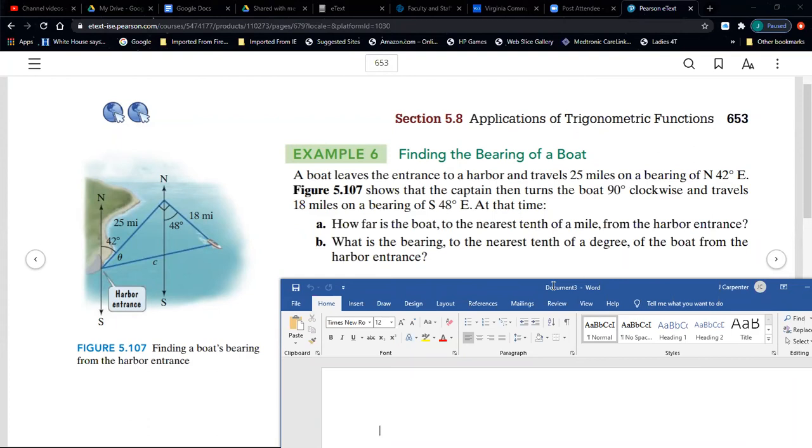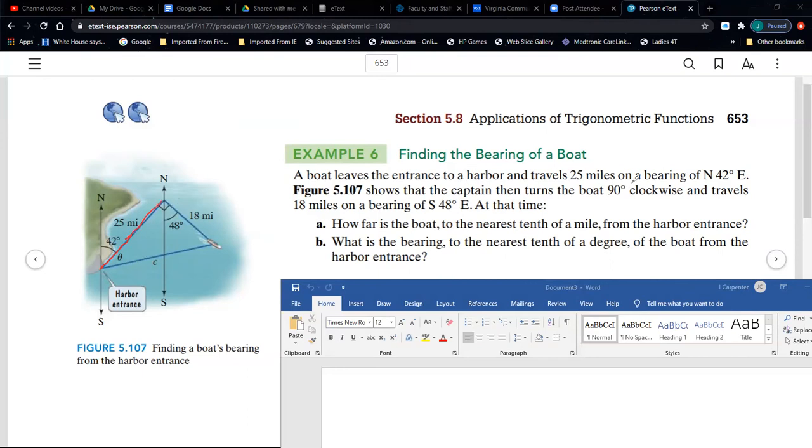So here's the harbor entrance, and we're heading out this way. This is the direction we're initially heading. So we're going north by east 42 degrees. It means we're going mostly north, but then swinging 42 degrees towards east, not west. So we go, and then something happens.